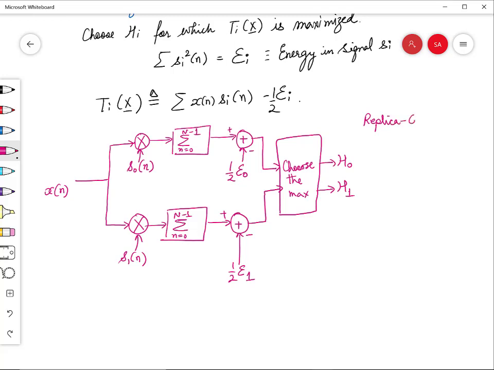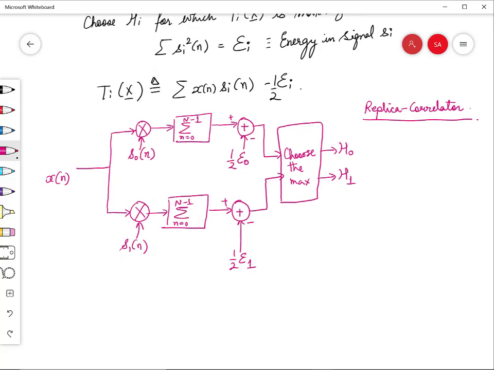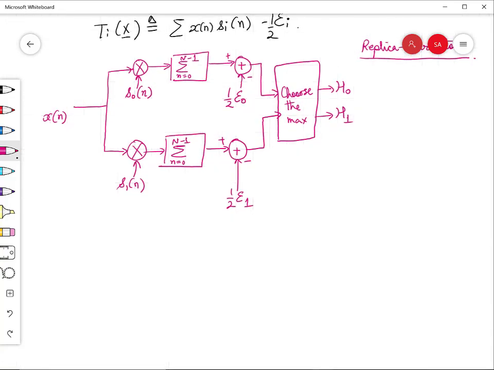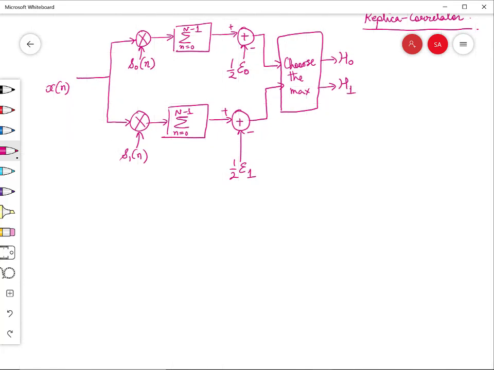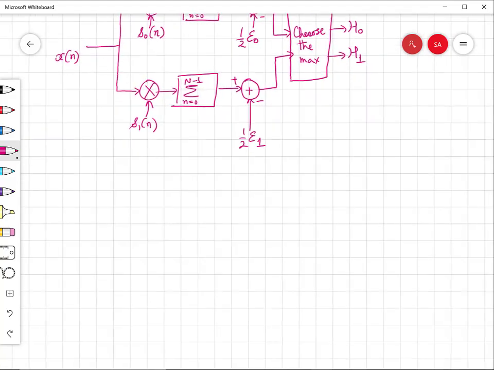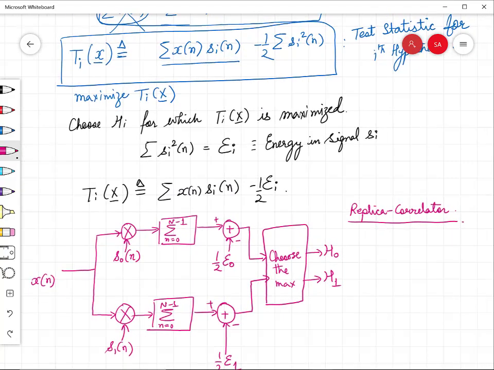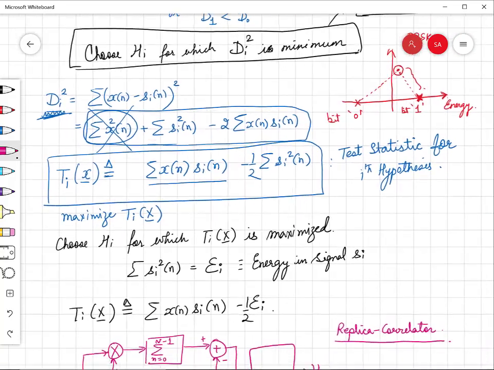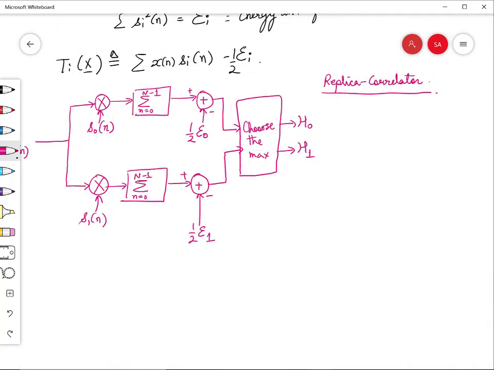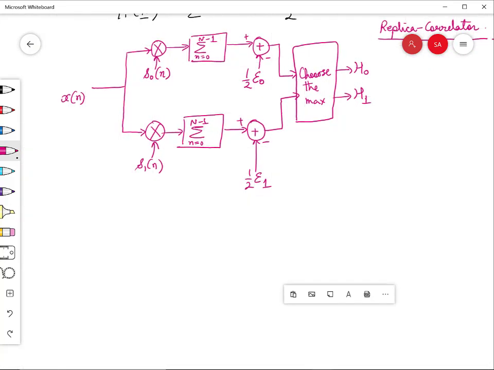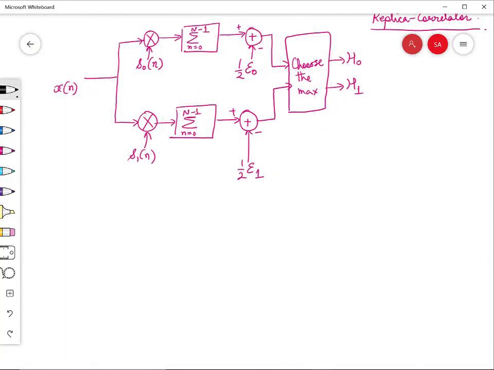So this is what we discussed last time in our class. There could be two kinds of implementations, replica correlator and matched filter. You can also convert this into a matched filter setting. Now another interesting thing to look at for this problem is its performance. How does this particular detector perform? We quantify that by finding the probability of error.